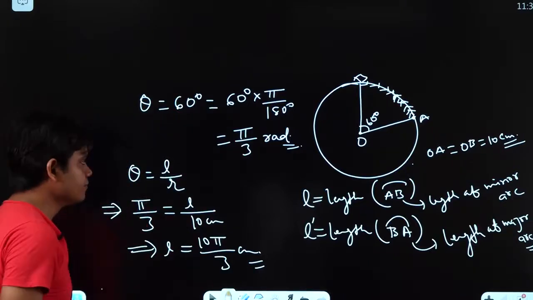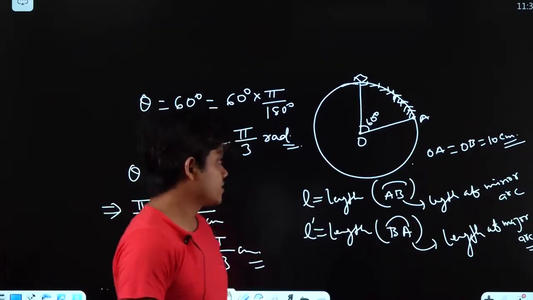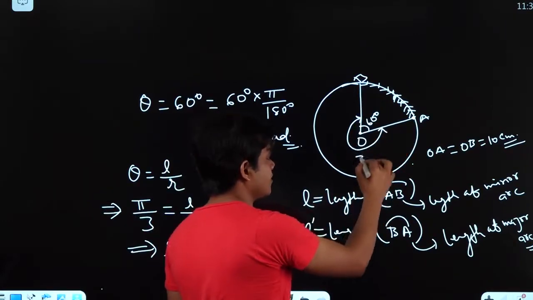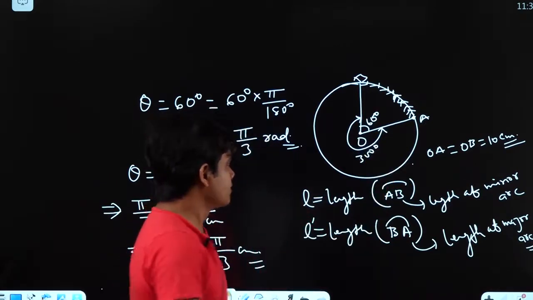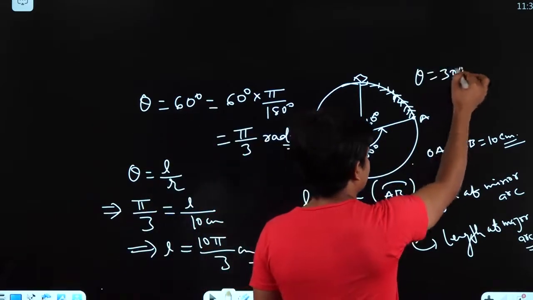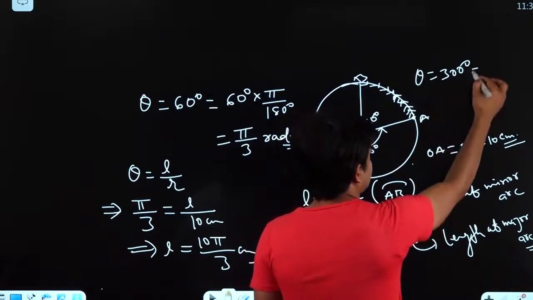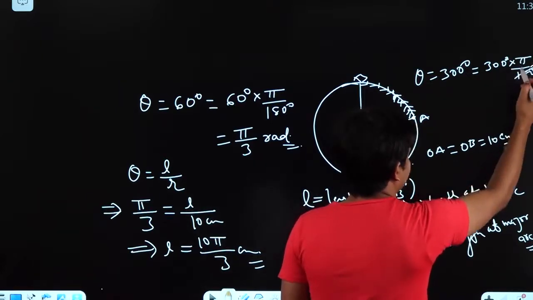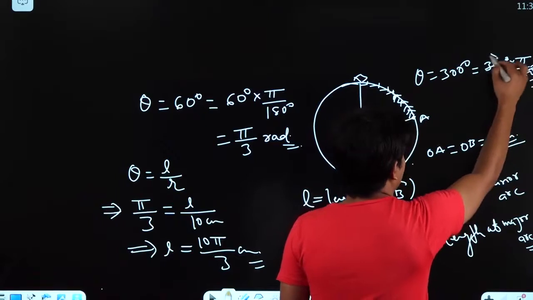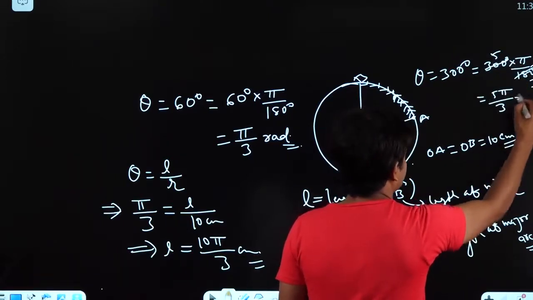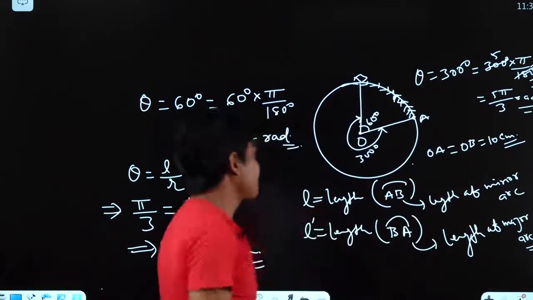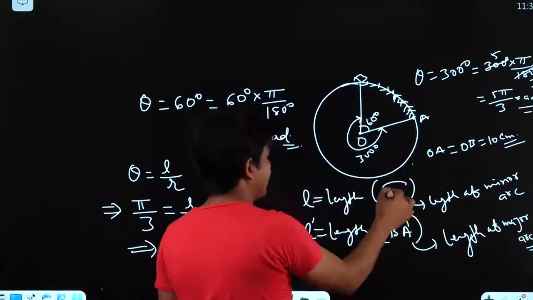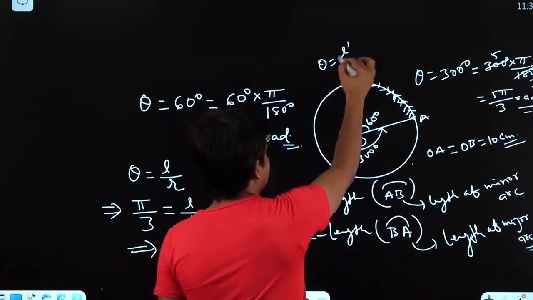So how shall we find it? There are two ways. Either you take the angle, total angle will be what? 300 degree. Okay, so take theta equal to 300 degree, which is certainly 300 degree into pi by 180 degree, and we can get it as how? 5 pi by 3 radian. So this is your theta, and what will be our L? Our L dash. So theta will be L dash by R.